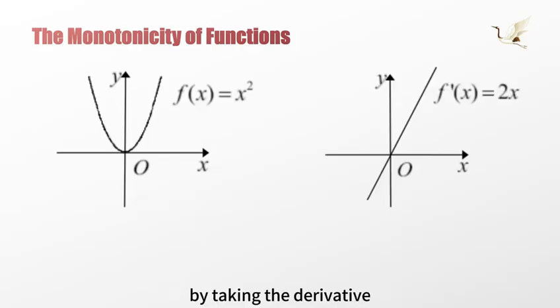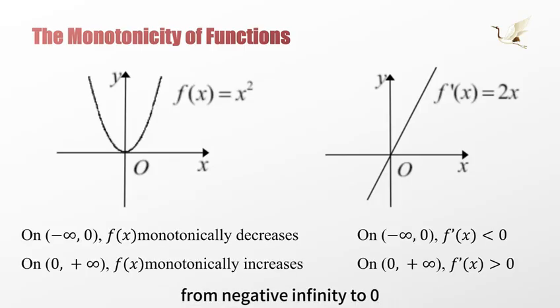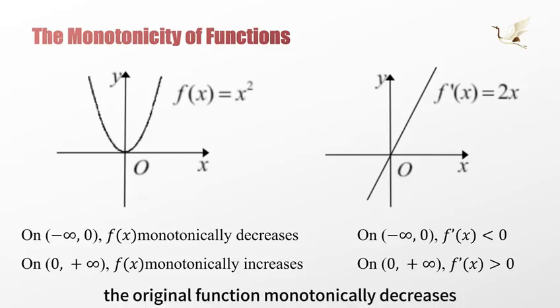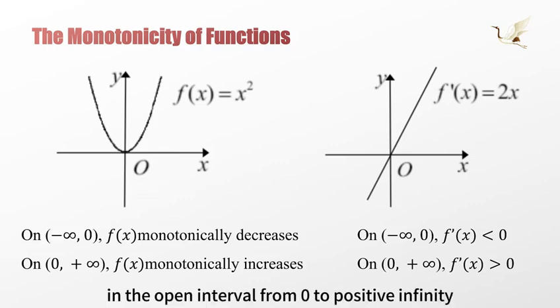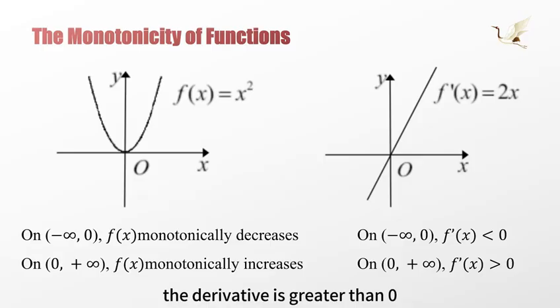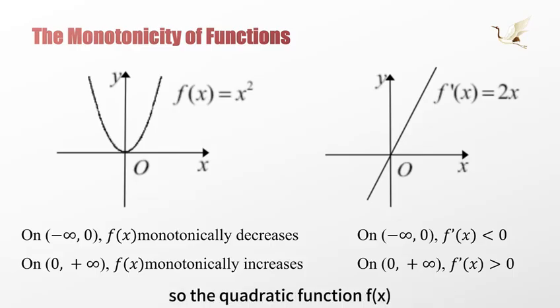Next, let's take a look at the quadratic function f(x) = x². Taking the derivative, the derivative function is 2x. It was found that in the open interval from negative infinity to 0, the derivative is less than 0. On this interval, the original function monotonically decreases. Meanwhile, in the open interval from 0 to positive infinity, the derivative is greater than 0. On this interval, the original function monotonically increases. So the quadratic function f(x) = x² also satisfies our conjecture.